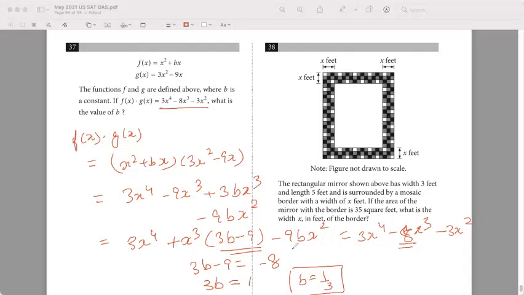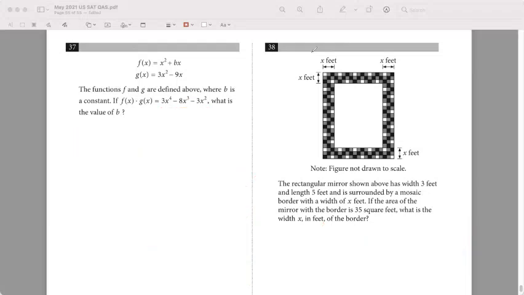And you can verify it with the x squared coefficient. Minus 9 into 1 by 3 is minus 3. So the value of b is 1 by 3. Okay.